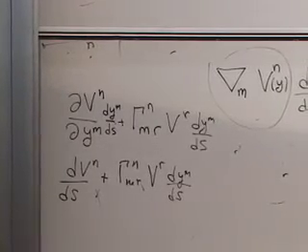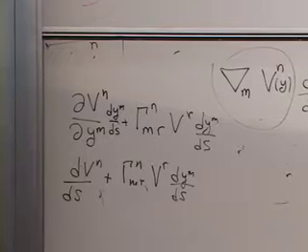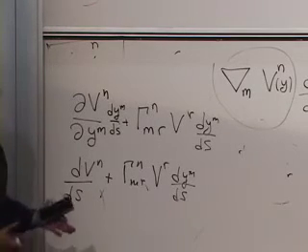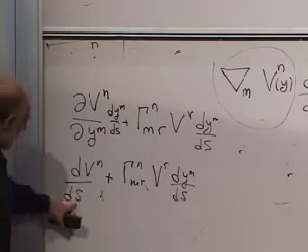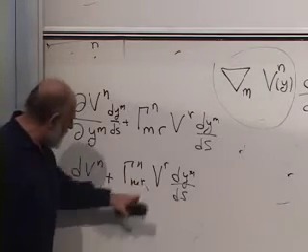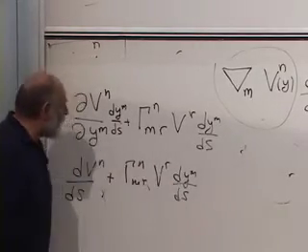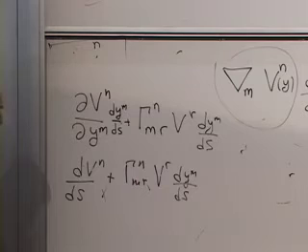So if I have a vector which is defined along a curve, and I want to differentiate it along the curve in a way that makes it a tensor, I just differentiate its components, and then I hit it with a gamma along the curve. The gamma is defined along the curve, times V^r, and also multiply by the tangent vector. You see the pattern?